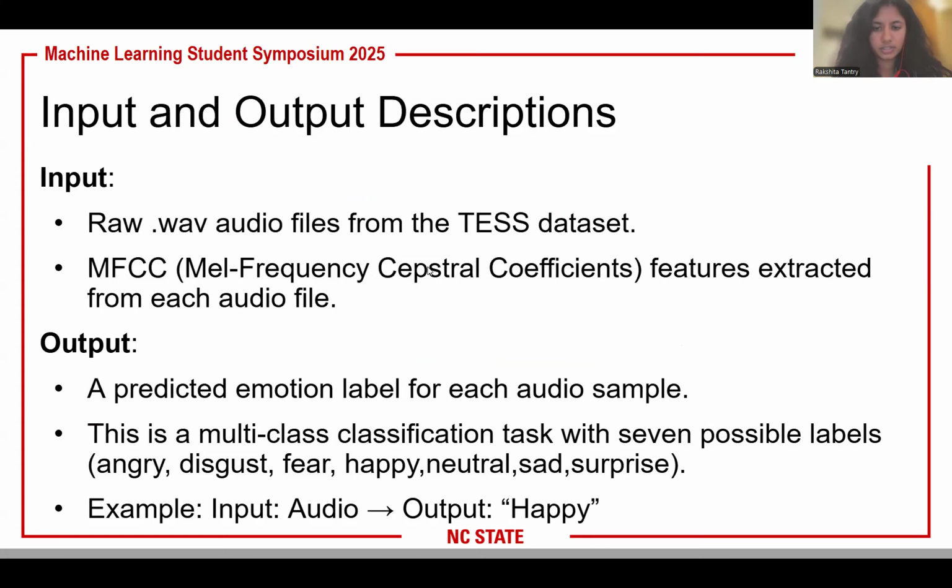For this dataset, our input is MFCC features extracted from the audio, because they are commonly used to capture characteristics of the human voice. The output is a predicted emotional label. This is a classic multi-class classification task with 7 possible outcomes. For example, from one audio clip, the model might predict happy.